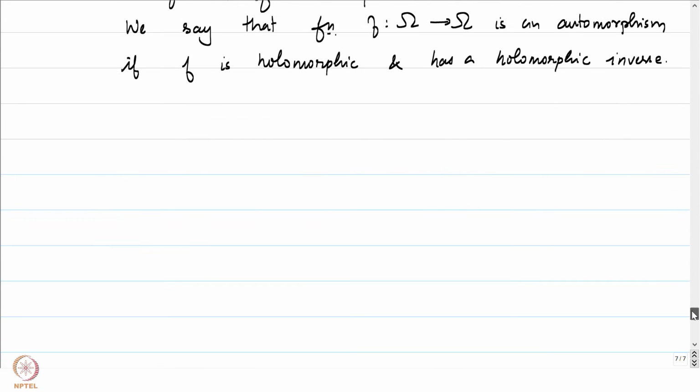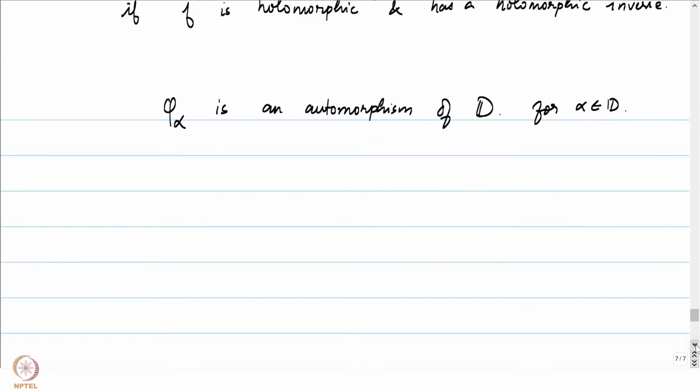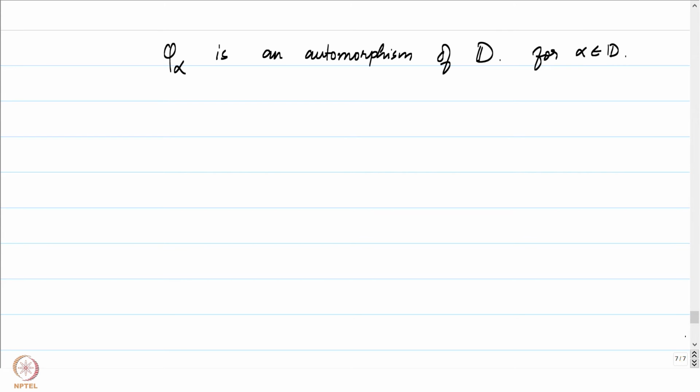Automorphism is the word that I would like to use, and what we have just checked above is that phi alpha is an automorphism of the unit disk. For every alpha in D, we can get hold of one automorphism of the unit disk. The phi alpha has some nice properties. For example, phi alpha of alpha, if you notice, is equal to 0, and phi alpha of 0 is equal to minus alpha.